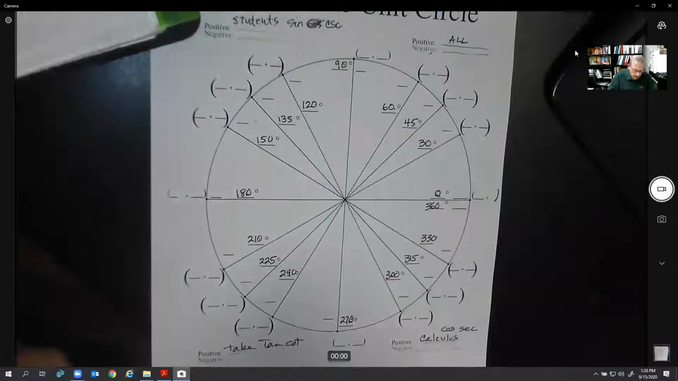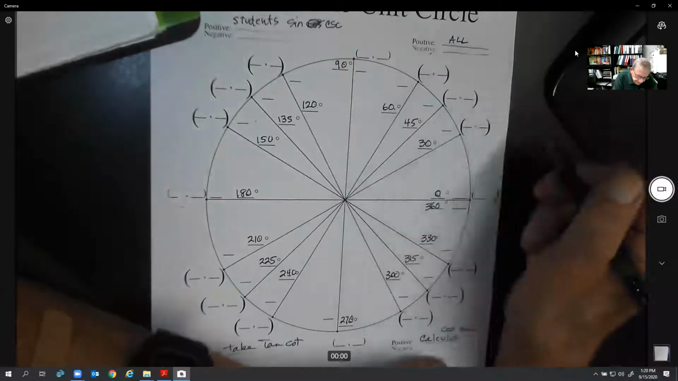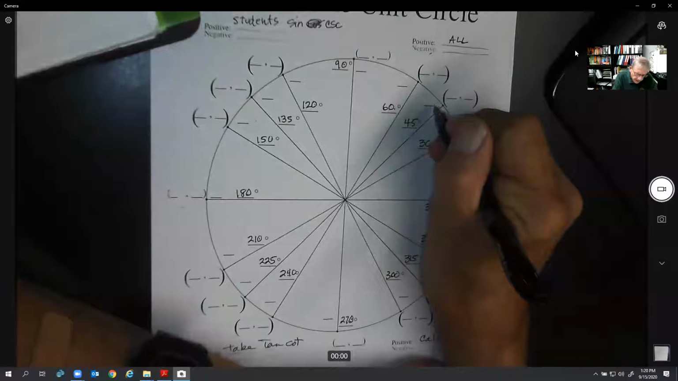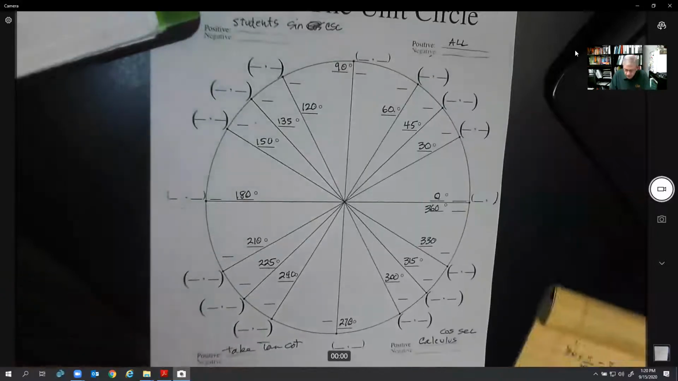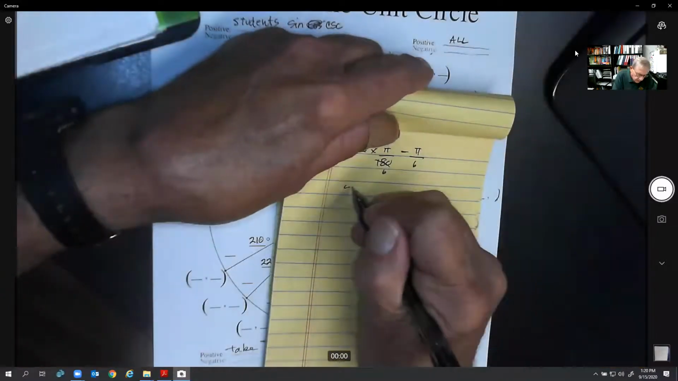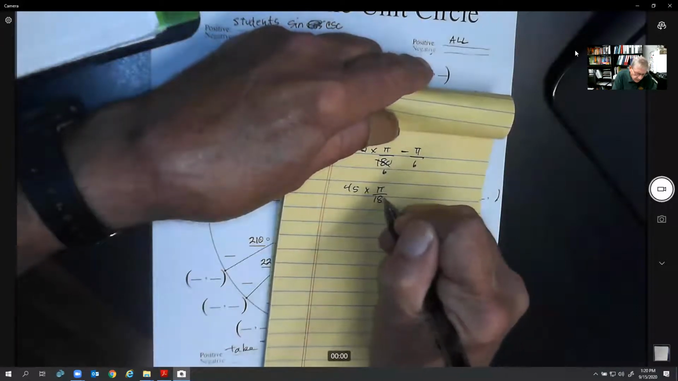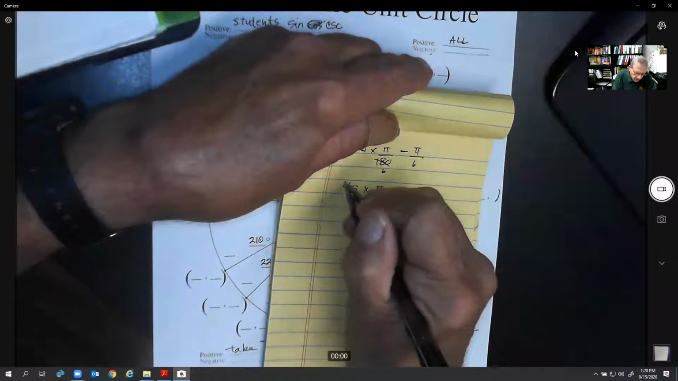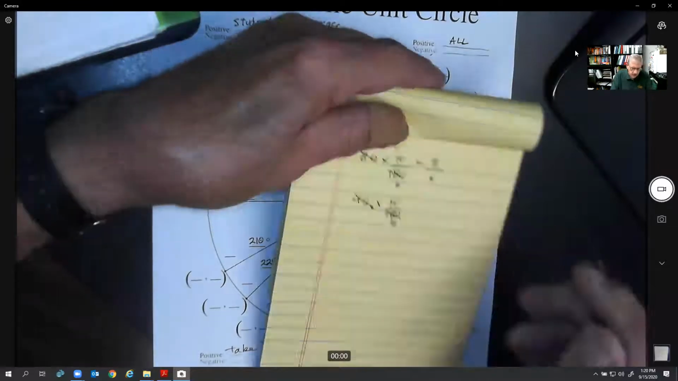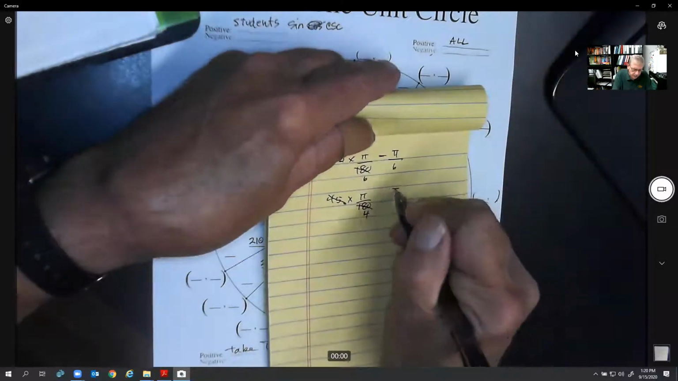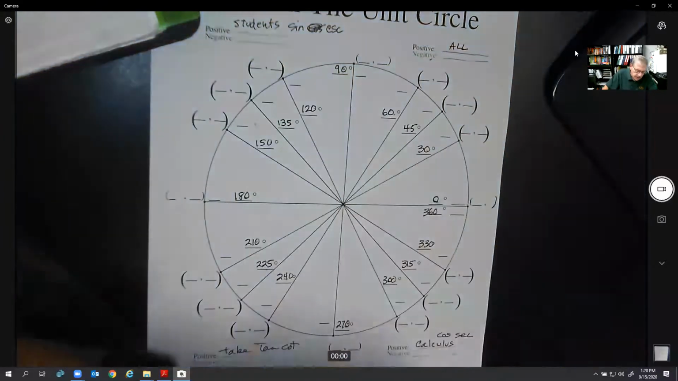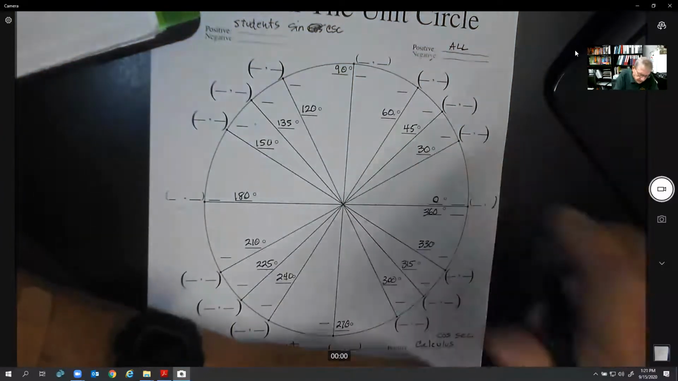So maybe we could start with the 45s. 45 is, well, let's see what it is. 45 times pi over 180. 4 times 45 goes into 4, so it's 4 pi over 4. So this is pi over 4. Let's list it over here.